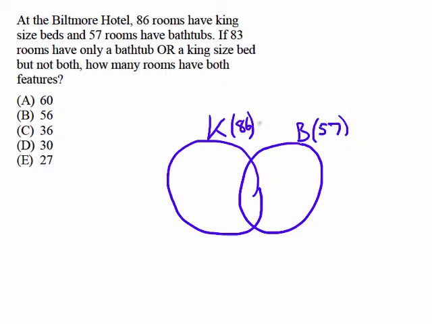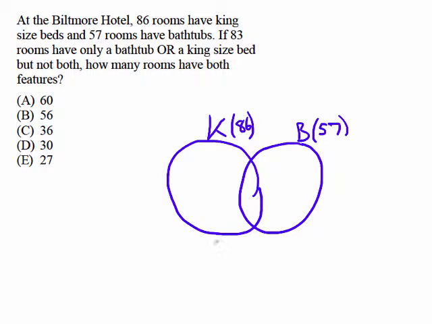Now, if you're wondering why I'm writing these numbers above and not in, that's because we don't know how this 86 is distributed between only king-size beds and king-size beds and bathtubs, right? And the same with this 57. We don't know how it's distributed between this part of the circle and this overlapping part. All we know is that everything in this circle is 86 and everything in this circle is 57, but we don't know the overlap. So that's what we don't know.